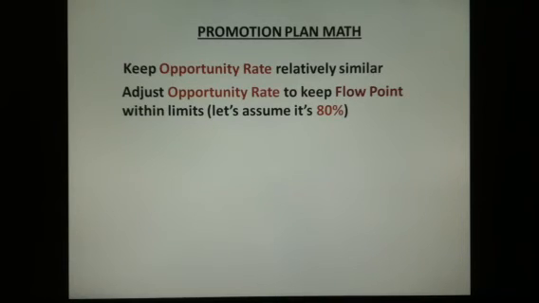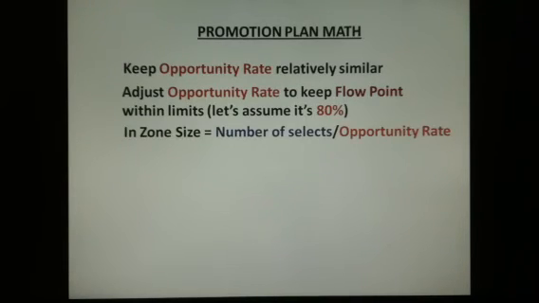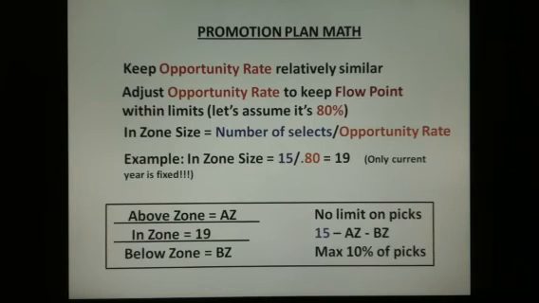Remember that our in-zone size formula is the number of selects divided by the opportunity rate. So for our example, earlier we calculated that the number of selects for lieutenant commander was 15. We divide that by our opportunity rate of 80%, and we get an in-zone size of 19 officers. It's very important to know that only the current year zone size is fixed. The future years are a forecast based on historical averages of the variables that we talked about earlier.